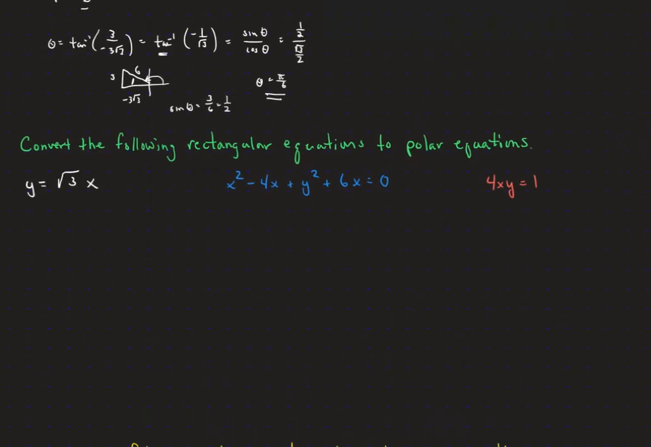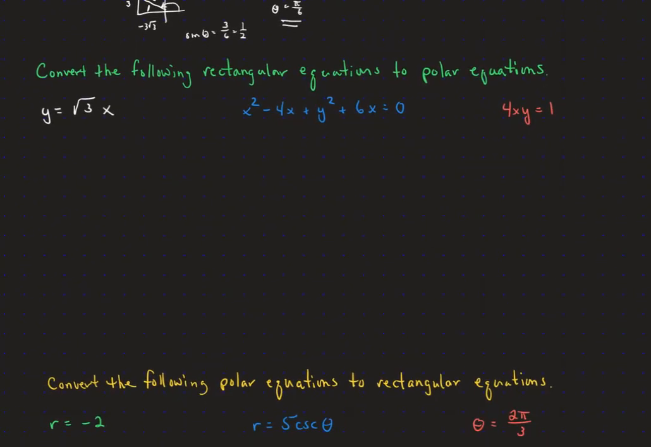Okay. And these are tricky, these next ones. So we are going to try to change these from rectangulars that have x's and y's into polars that have r's and thetas. So we know that y is equal to r sine theta and x is equal to r cosine theta. So we'll say r sine theta is equal to the square root of 3 times r cosine theta.